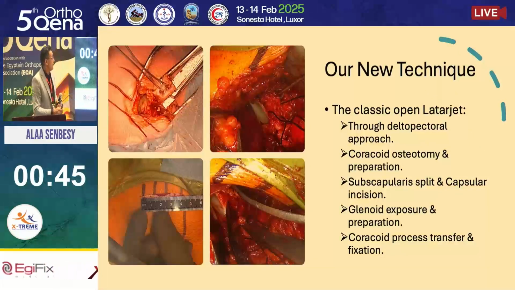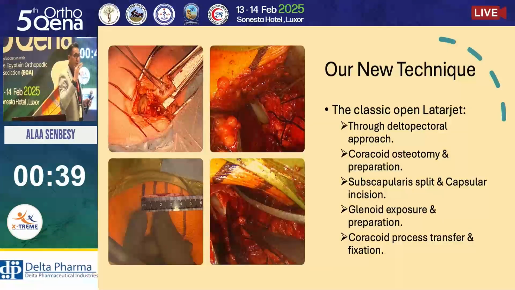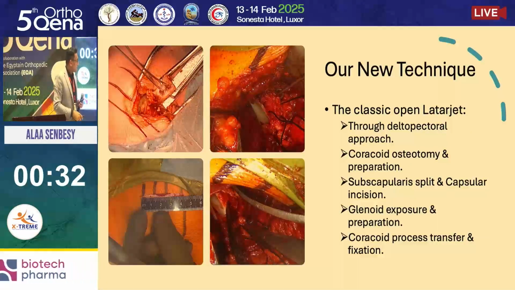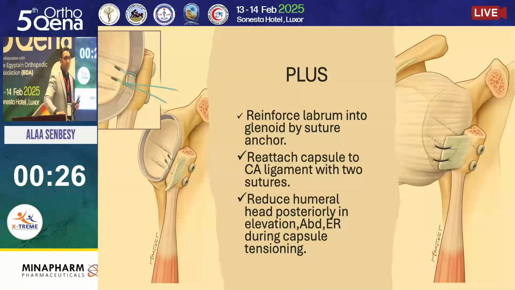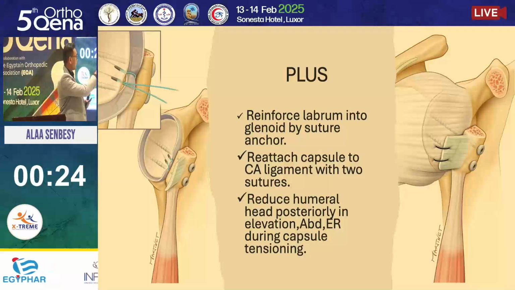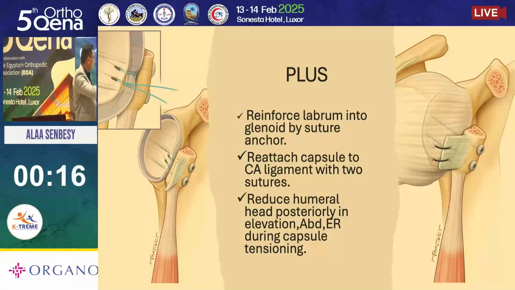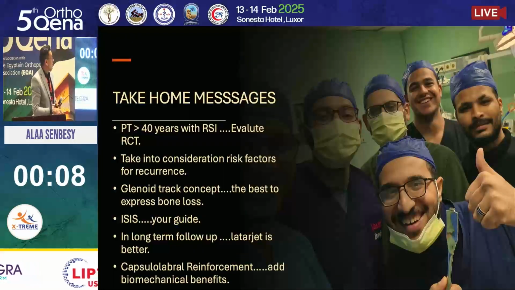So our new technique: we do the classical open Latarjet, through a deltopectoral approach, we osteotomize the coracoid and split the subscap, and then we do exposure of the glenoid and preparation of the glenoid, and coracoid process transfer and fixation. What we add: we add reinforcement of the labrum to the glenoid by suture anchor, and then reattach the capsule to the CA ligament with suture, reducing the humeral head posteriorly in elevation, abduction, external rotation during capsule tensioning, which gives us good range of motion postoperatively.